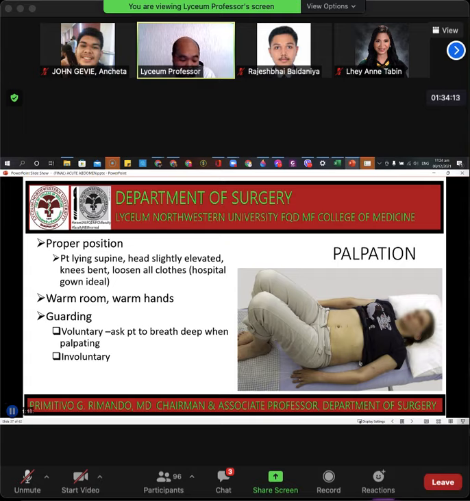Okay, and talking about guarding, this could be voluntary or involuntary. So remember again that pain is subjective. You have to be able to relax your patient to remove this voluntary guarding, because if the patients think that what you're going to do is going to be painful, they would start to guard their abdomen. So this position, and of course your reassurance, will remove this voluntary guarding.